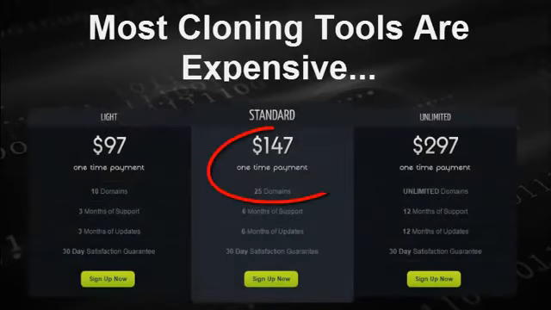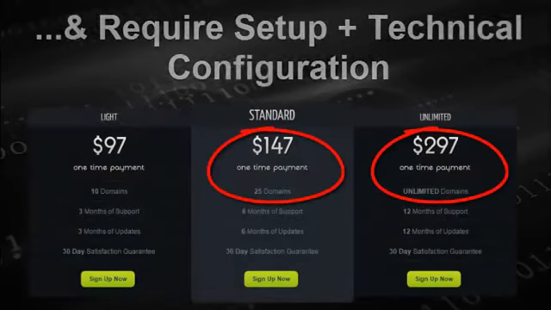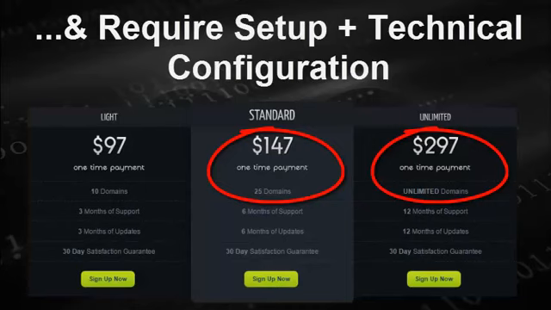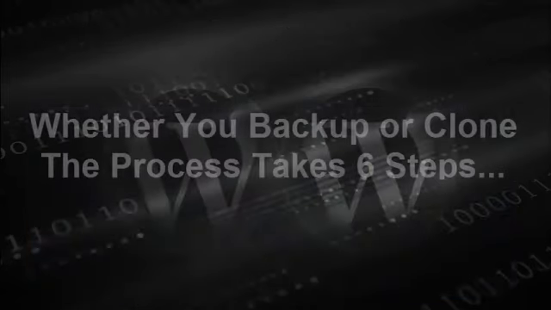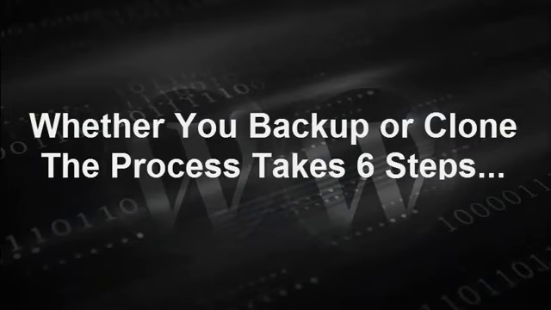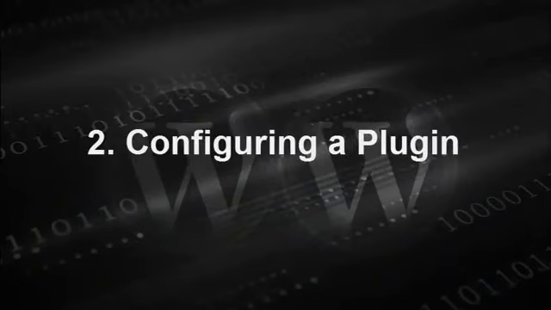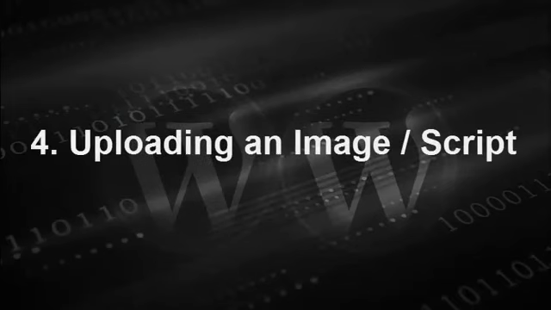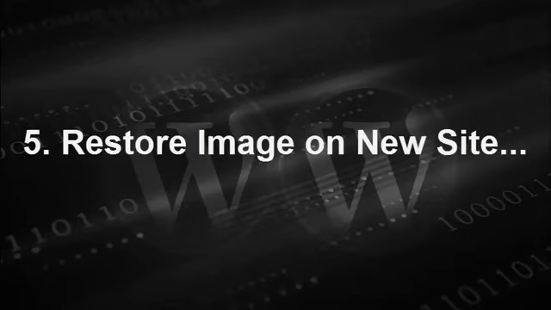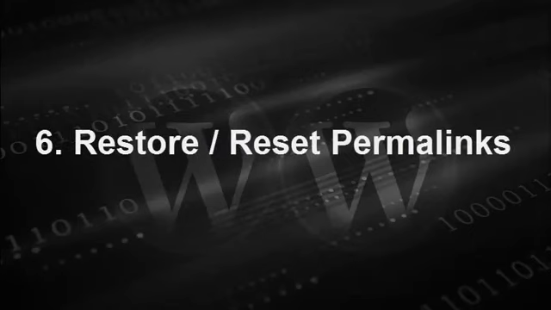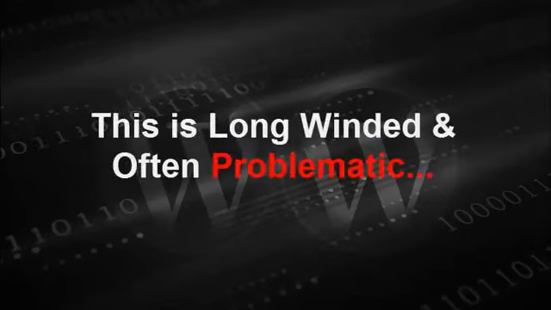However, most cloning tools are expensive and almost always require some kind of setup and technical configuration. Now whether you backup or clone, currently the process takes 6 steps: installing a plugin, configuring a plugin, making a clone, uploading image and script to your new site, running script and restore image on your new site, and then restoring your permalinks. This is long-winded and often problematic.